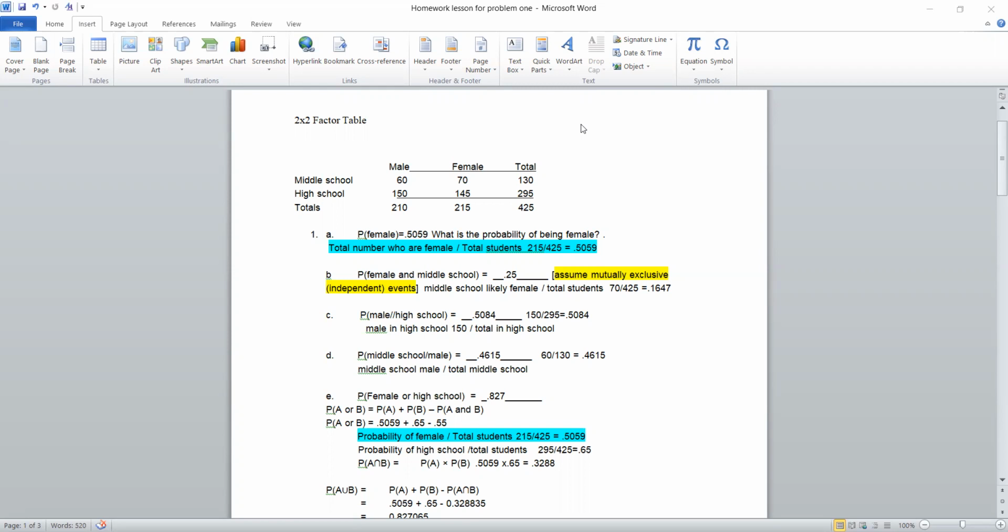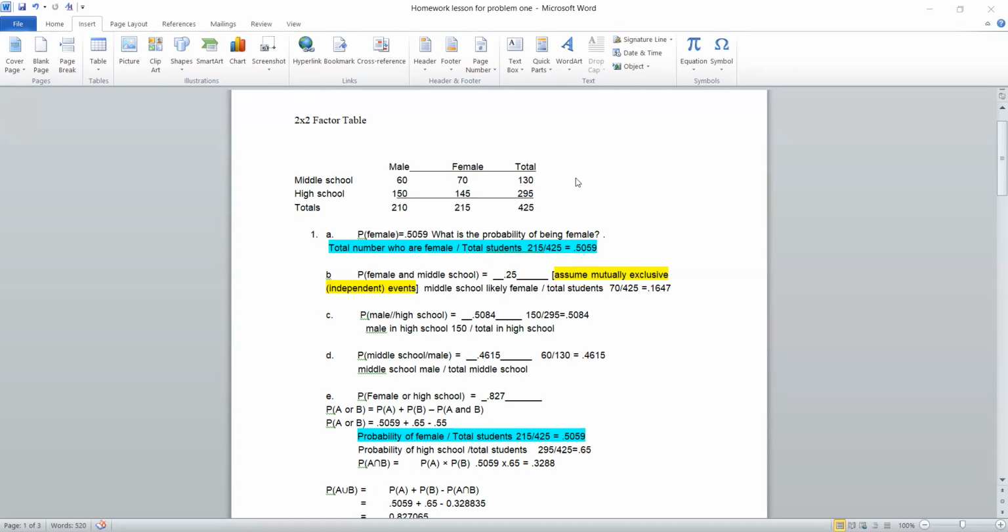Okay, 2x2 factor. So the first thing you need to know is how to read this. If I want to know middle school males, it's 60. I go to male and middle school. Some of you are overcomplicating this. If I want to know total high school students, I just go to total high school students.